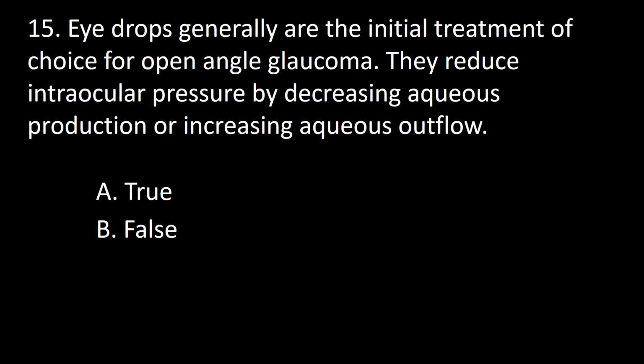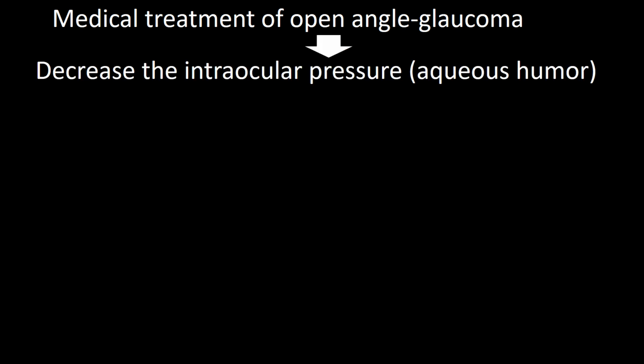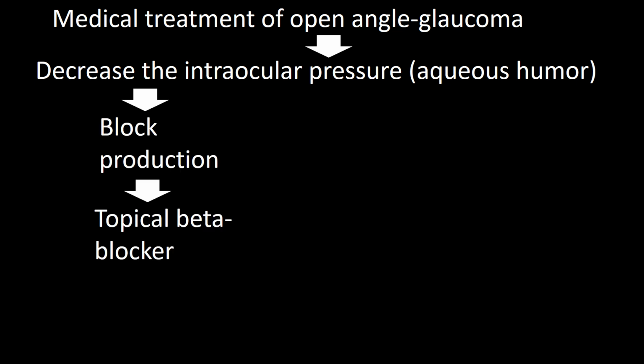Next question. Eye drops generally are the initial treatment of choice of open angle glaucoma. They reduce intraocular pressure by decreasing aqueous production or increasing aqueous outflow. A true, B false. Treatment of open angle glaucoma is mostly medical. It is aimed at decreasing the intraocular pressure, either by blocking production of aqueous humor, by the use of topical adrenergic beta blockers, or increasing outflow.